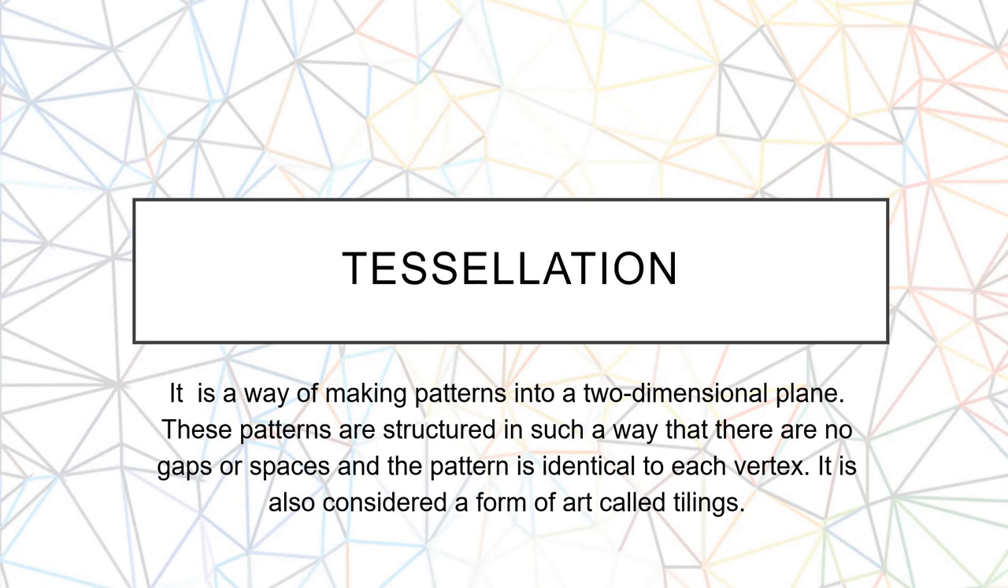Tessellation, on the other hand, is a way of making patterns on a two-dimensional plane. These patterns are structured in such a way that there are no gaps or spaces, and the pattern is identical to each vertex. It is also considered a form of art called tilings. So it is applied in tiles and other art forms, which we can discuss later in the second part of the video.